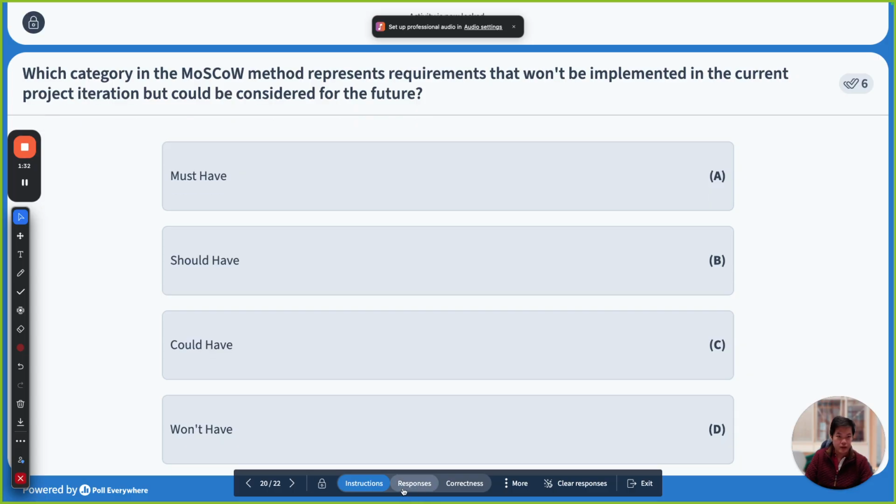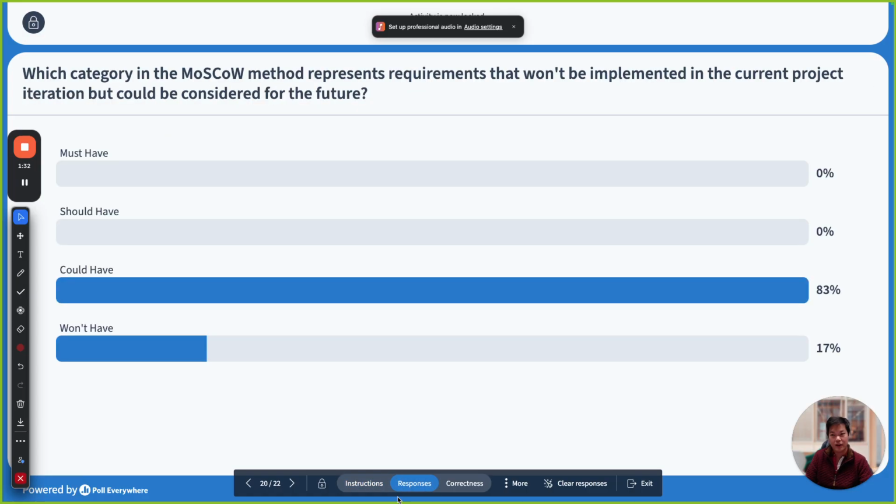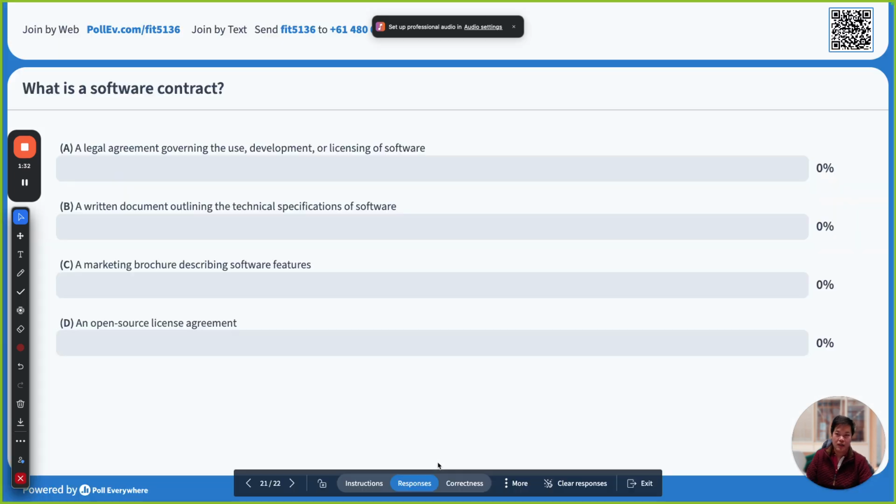The result is could have, right? Because it could be considered for the future. We don't need it now. We don't need it in the current iteration. But we could consider it for a future iteration. Okay? That's a could have.